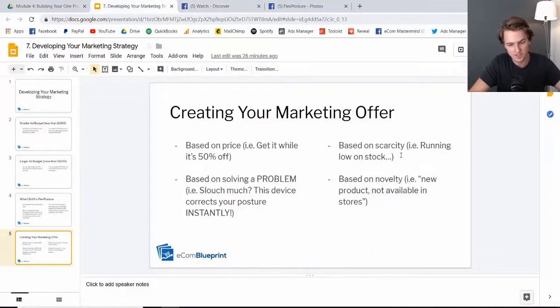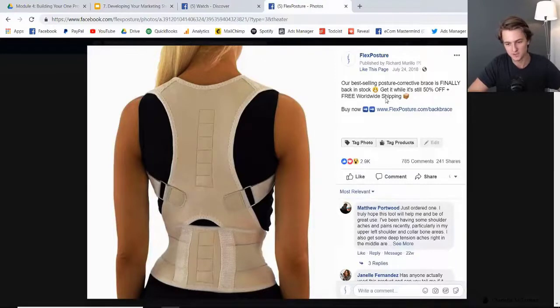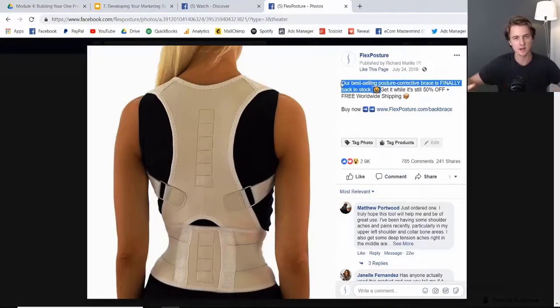Now, you could also base some marketing offers off of scarcity. So one example of that is this photo here. This is a photo that I retargeted with a lot, and I was saying our best-selling posture corrective brace is finally back in stock, right? So that makes it seem like, okay, we completely ran out of stock and we have a limited stock. And that also gives social proof, right? That means a lot of people are buying it. And so this is an example of scarcity, and get it while it's still 50% off plus free shipping. And so that's another example of what you can do.